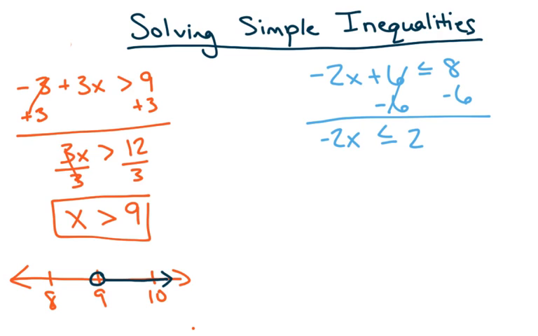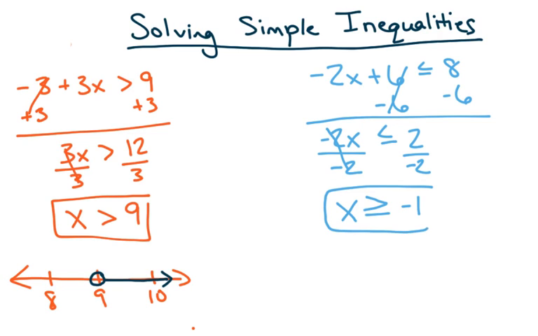Okay, my final step here is to divide by negative 2, and this is really one of the few ways that solving inequalities differs from solving equations. Because I'm dividing by negative 2, which is a negative number, that leaves me with x, but it actually flips my inequality sign, and so now it's greater than or equal to 2 divided by negative 2, which is negative 1. And so that becomes my solution.